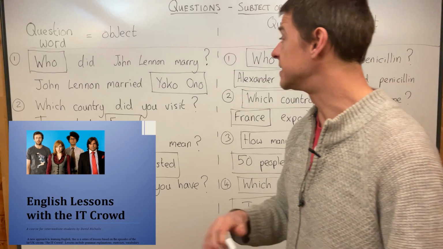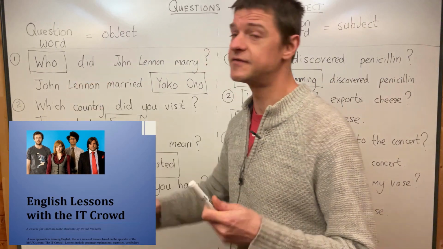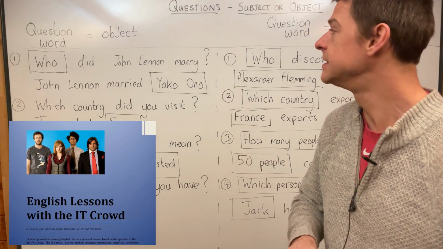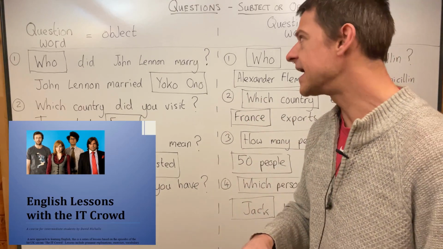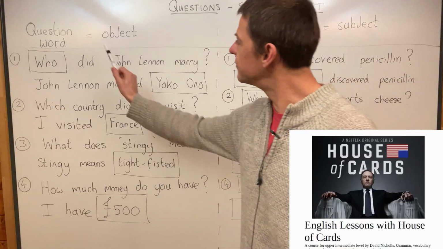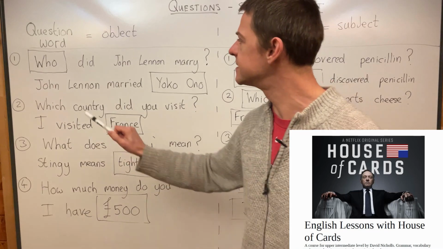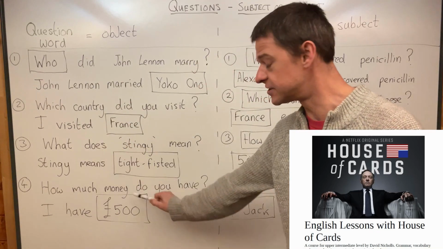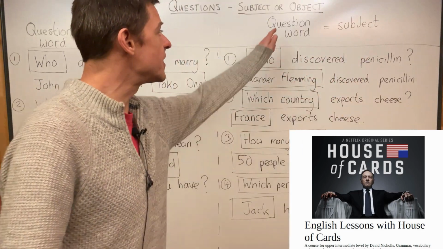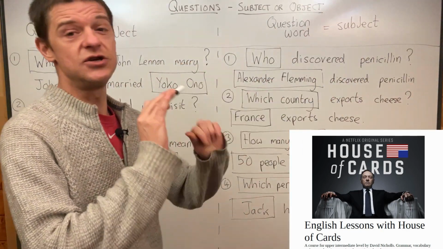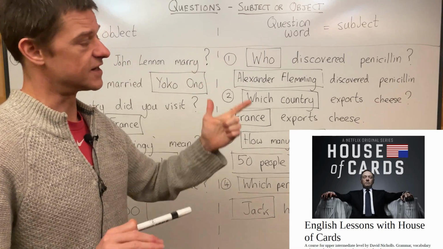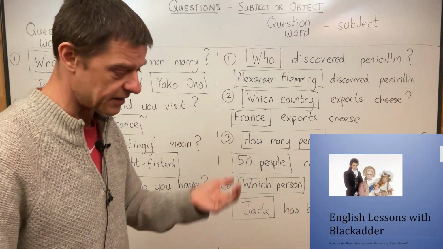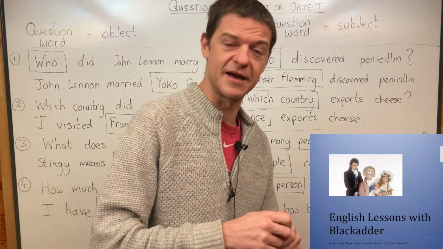You also have to remember to put in a do and a does and a did for present simple and past simple. However, sadly, it's not as simple as that, because if the question word is object, you need a did, you need a does, you need a do. However, if the question word is subject, you do not need a did, a does, or a do. You mustn't use one. Now, what the hell am I talking about?